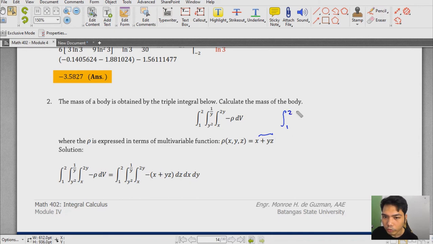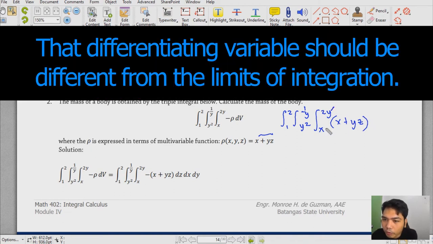The integral from 1 to 2, and then y squared, 1 over y, x to y, and then x plus yz. So ano ba yung magiging order natin dito? So you can actually have dx, dy, dz, so anything. Pero ganito yung ating checking. So you have to make sure na yung variable na nandito, nage-exist, should not be existing on your differentiating variable. For example, meron ditong y at x. So therefore, this is only applicable for z. Okay? So yon dz.